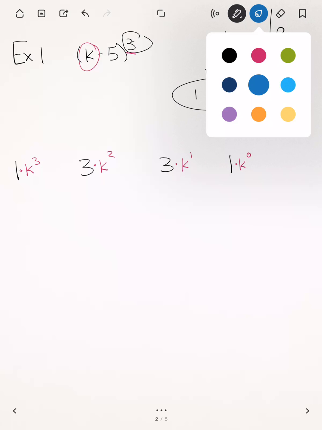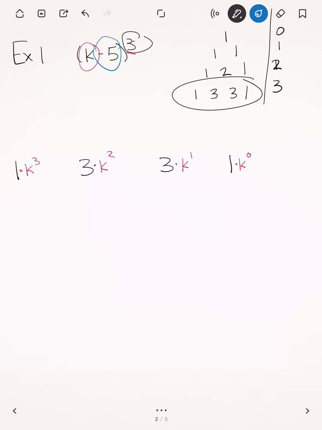Then, for the second part, I take my negative 5, and I'm going to do the opposite. Instead of going from left to right, I'm going to go right to left. So what that looks like is negative 5 to the third, negative 5 squared, negative 5 to the first, and negative 5 to the 0 power. So again, my exponents descended from right to left. Now from here, I'm just going to multiply everything out.